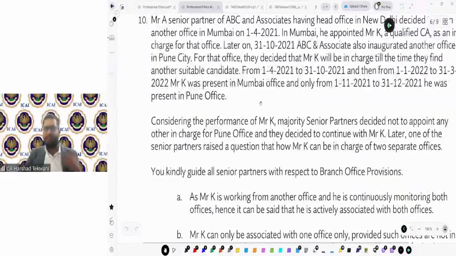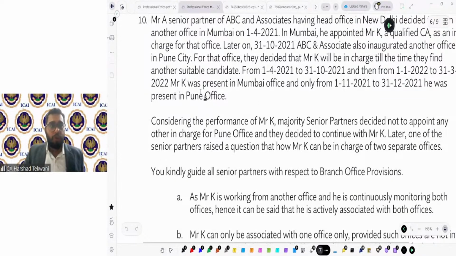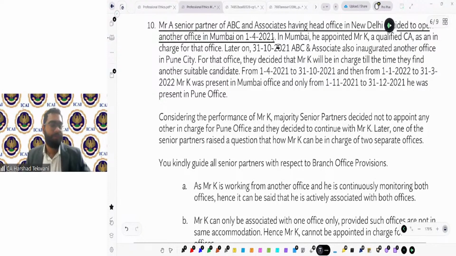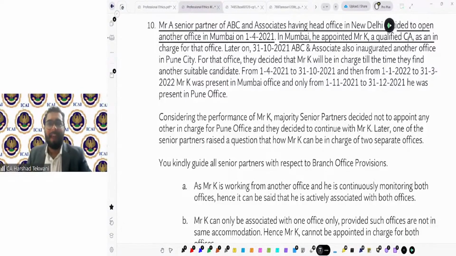We'll take one question on the branch office and then we'll move forward with the other questions. So the question is that a senior partner, Mr. A, senior partner of ABC and Associates having head office in New Delhi, decided to open another office in Mumbai on 1/4/2021. In Mumbai, he appointed Mr. K, a qualified CA, as in charge for that office.